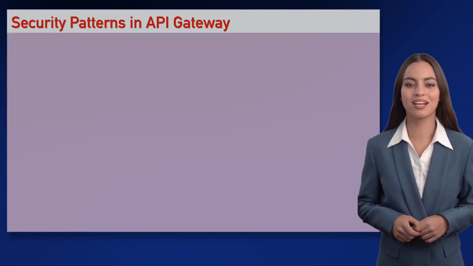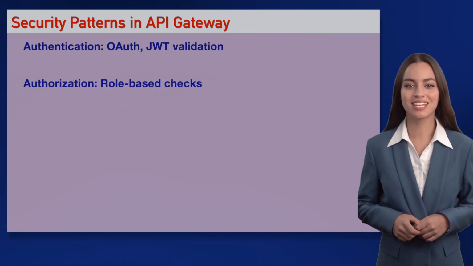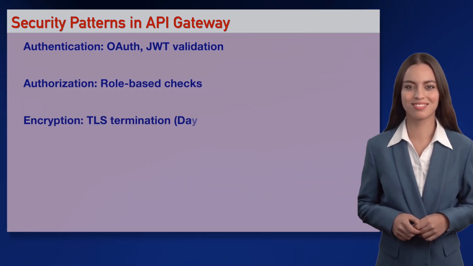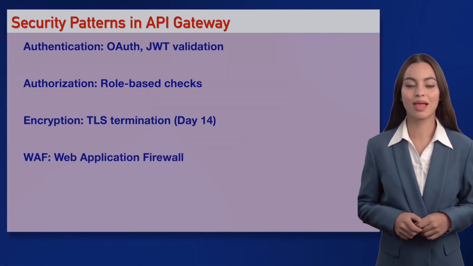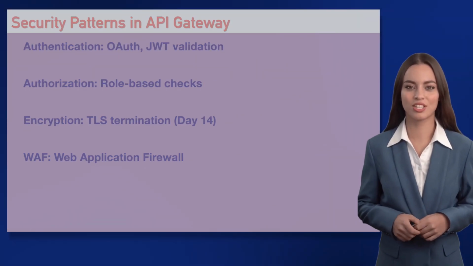Security patterns in API gateway. Centralize authentication with OAuth and JWT validation. Perform authorization checks for roles and permissions. Handle TLS termination for Day 14 encryption. Deploy Web Application Firewall, WAF, to protect against common web attacks like SQL injection.